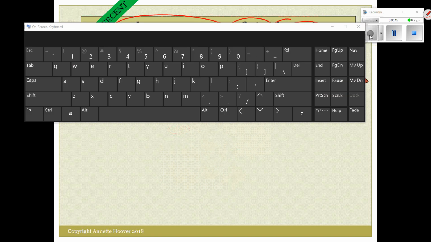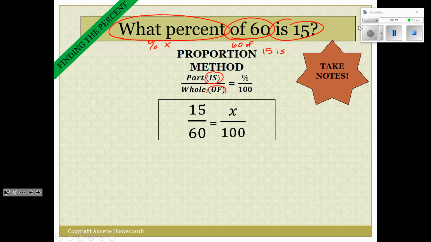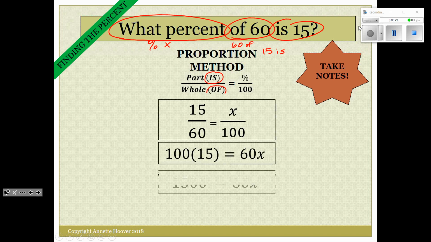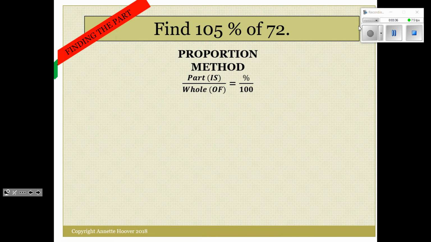Again, we're going to do our butterfly wings, so that would be 15 times 100 on one side and 60x on the other side. So when we do the multiplication there to multiply by 100, we just add two zeros to 15. So that would be 1500 equals 60x. To get x by itself, now we divide both sides by 60. I don't have my calculator handy, but I have my PowerPoint. We set it up. We multiplied. Now we divide both sides by 60, and it would be 25%. So once you get it set up, we have talked about how to solve proportions. So hopefully you're comfortable with solving proportions once you get it set up. It's just getting it set up correctly.